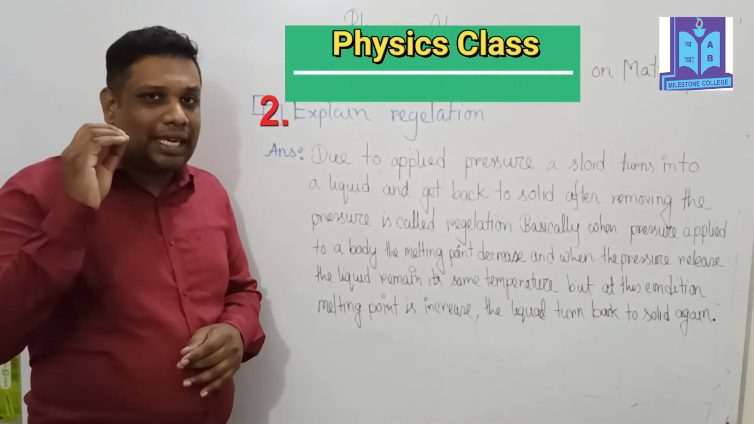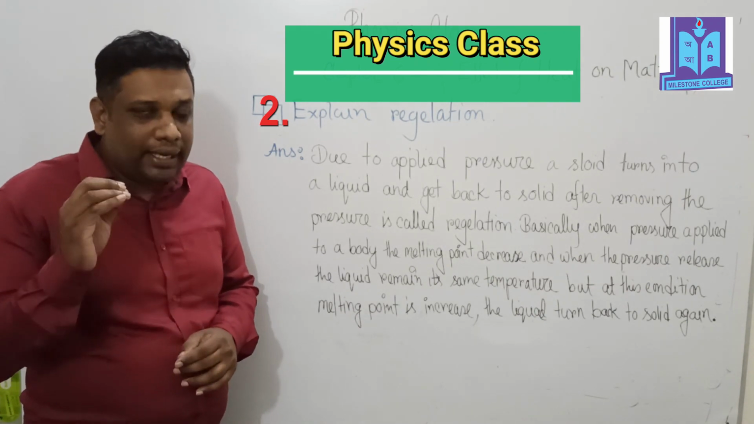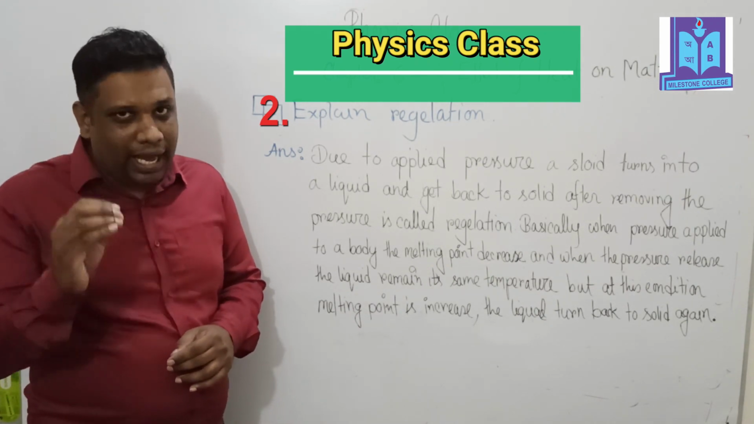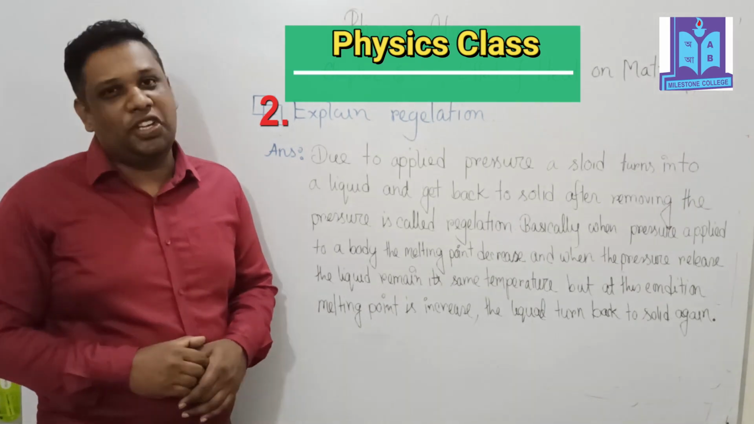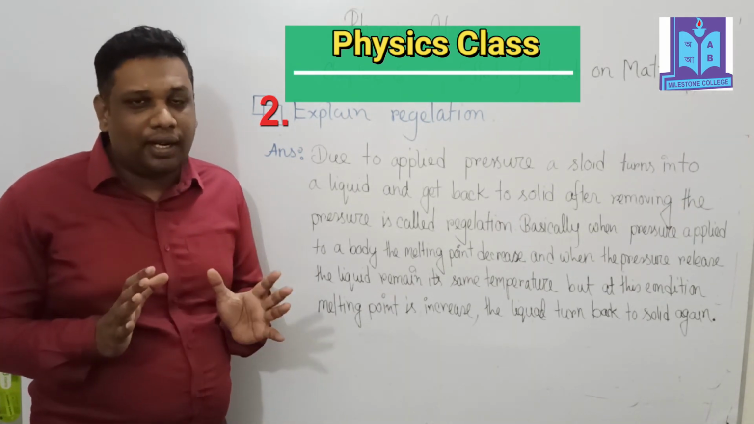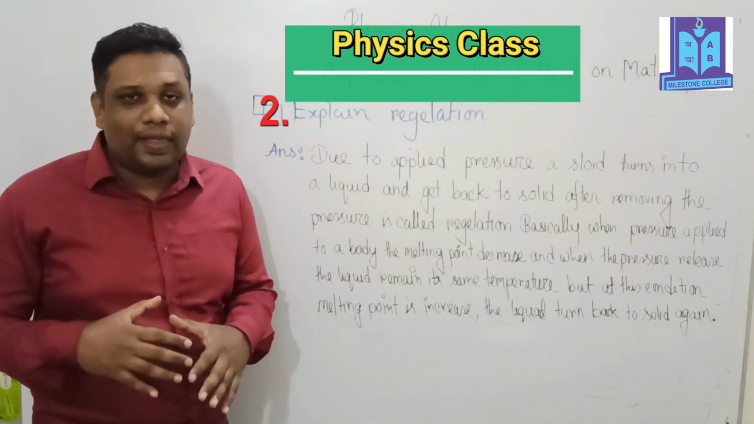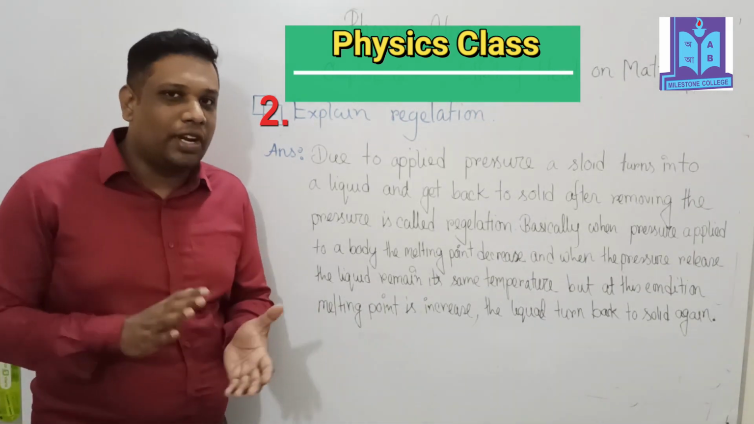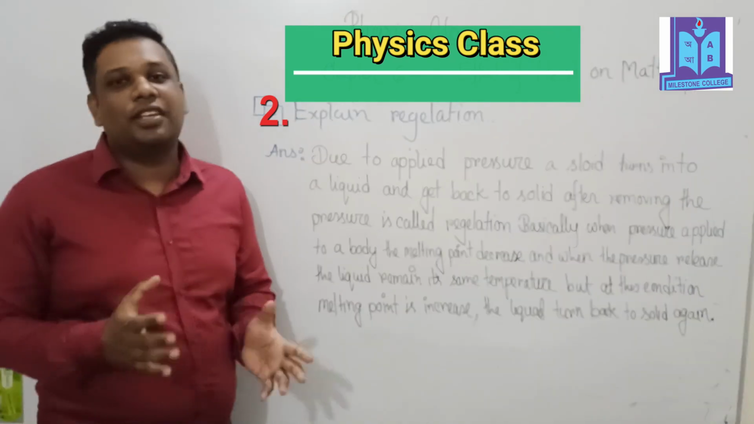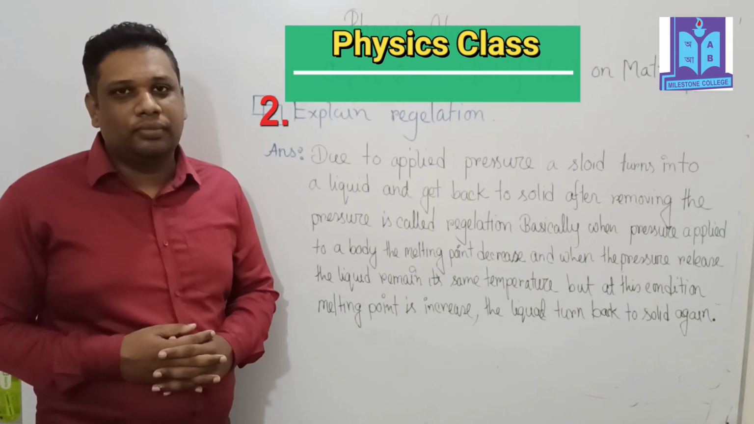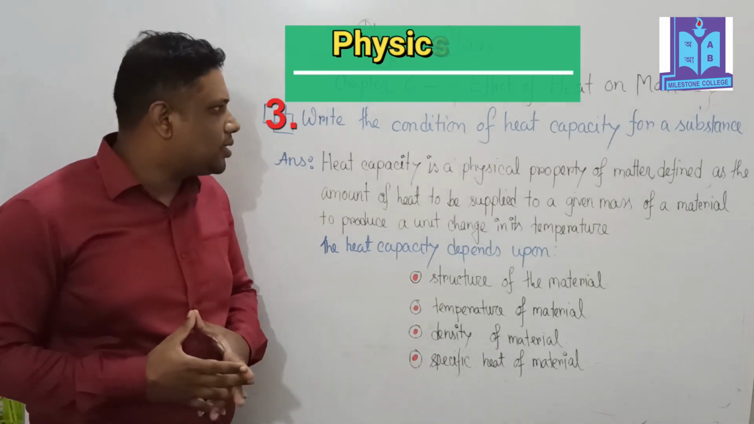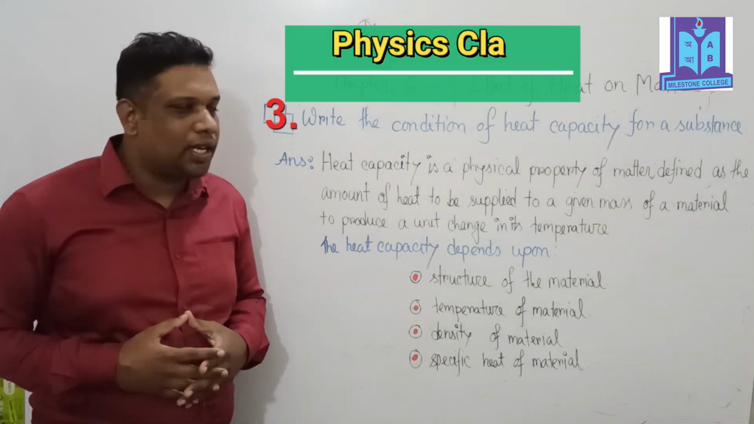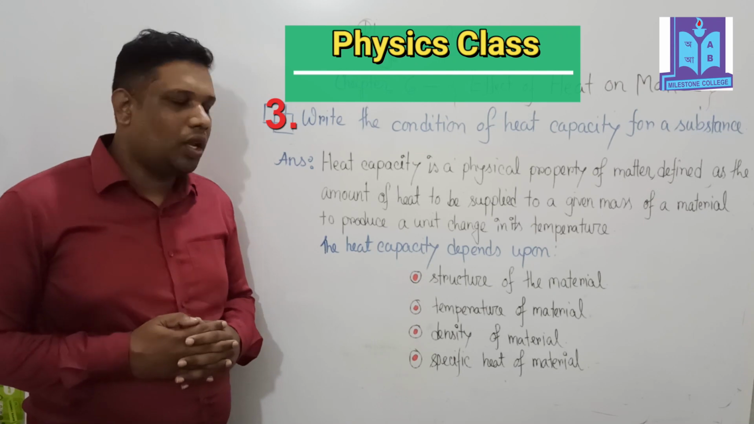So we have to keep in mind, when the pressure is applied, the melting point is decreased, and after releasing the pressure, the melting point again increases, and this way regelation happens. This is the next question, which is write the conditions of heat capacity for a substance.